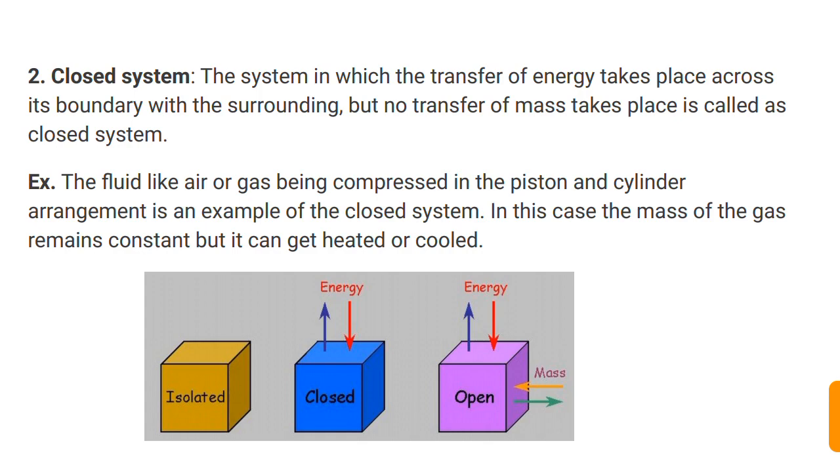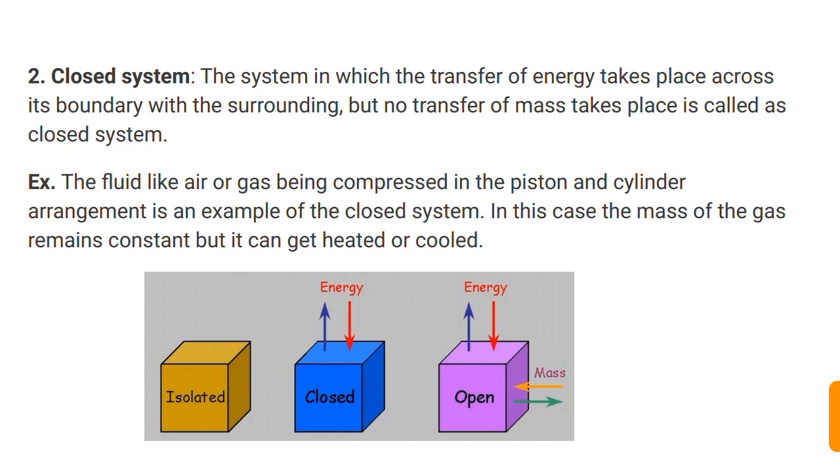For example, a fluid like air or gas being compressed in a piston and cylinder arrangement is an example of a closed system. In this case, the mass of the gas remains constant, but it can get heated or cooled. When the molecules of these gases are moving fast, then the cylinder where the gas is inserted can be heated or cooled because of their molecular activities. So this one is the closed system.